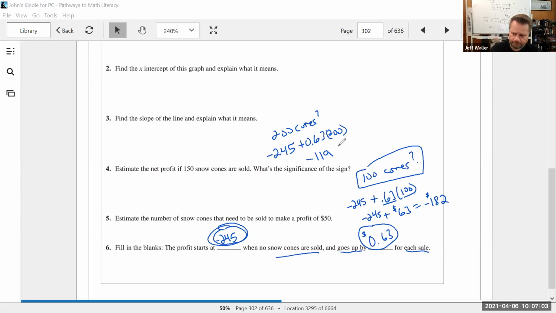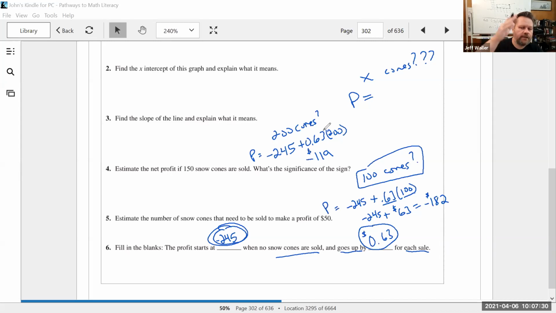It's negative 119. Okay. So negative $119. All right, now stay with me. Stay with me. What if I sold X cones? Meaning an unknown number of cones. What would my profit be? So I'm figuring out the profit each time I do this equation.